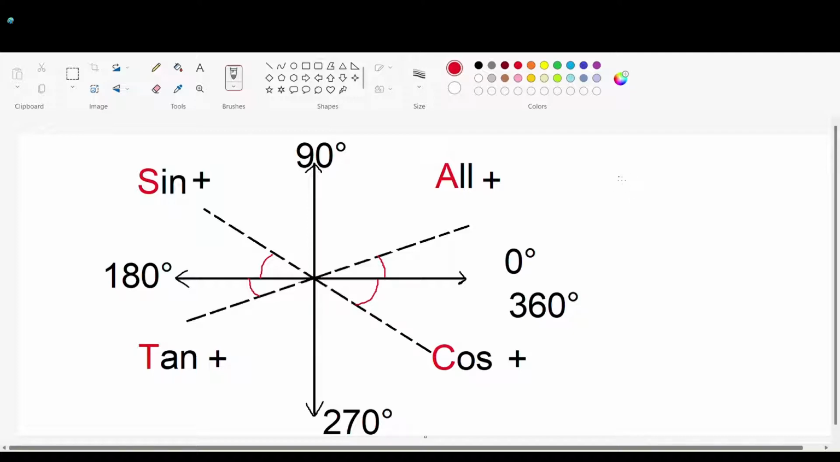For example, we're given the angle 70 degrees for cos theta, and let's suppose all theta. So in the first quadrant, this would be 70 degrees, and for cos, it would be 360 minus 70, so this angle, hence taking the angle against the x-axis.